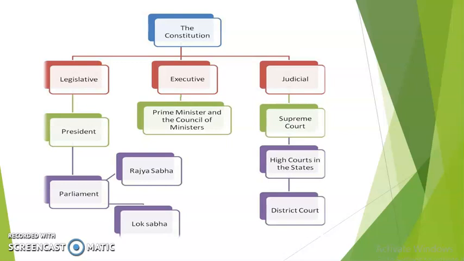So this is the flowchart of our constitutional system. It is broadly classified into three categories: legislative, executive and judicial. The role of the legislative is to make the law, the role of the executive is to implement the law made by the legislative, and the role of the judicial is to give justice according to the law made by the legislative. The President and Parliament come under the legislative, and the Parliament is again divided into two, that is, Rajya Sabha and Lok Sabha. Under the executive, the Prime Minister and Council of Ministers come, and in the judicial, the Supreme Court, High Court and District Court.